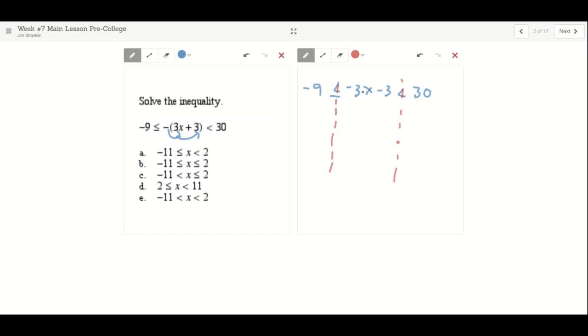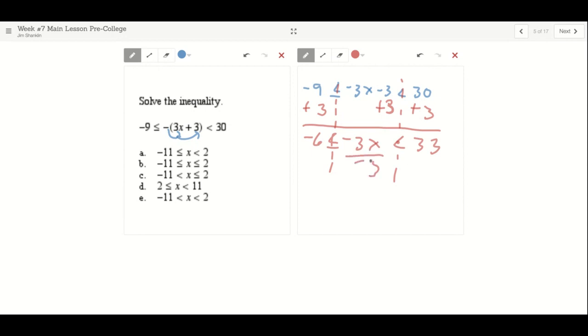So I'm solving for x in the middle, so I'm going to add 3. But if I add 3, I have to add 3 to all sides here. So I'm left with -6 less than or equal to -3x, which is less than 33. Okay. Now, my next step is to divide by -3.